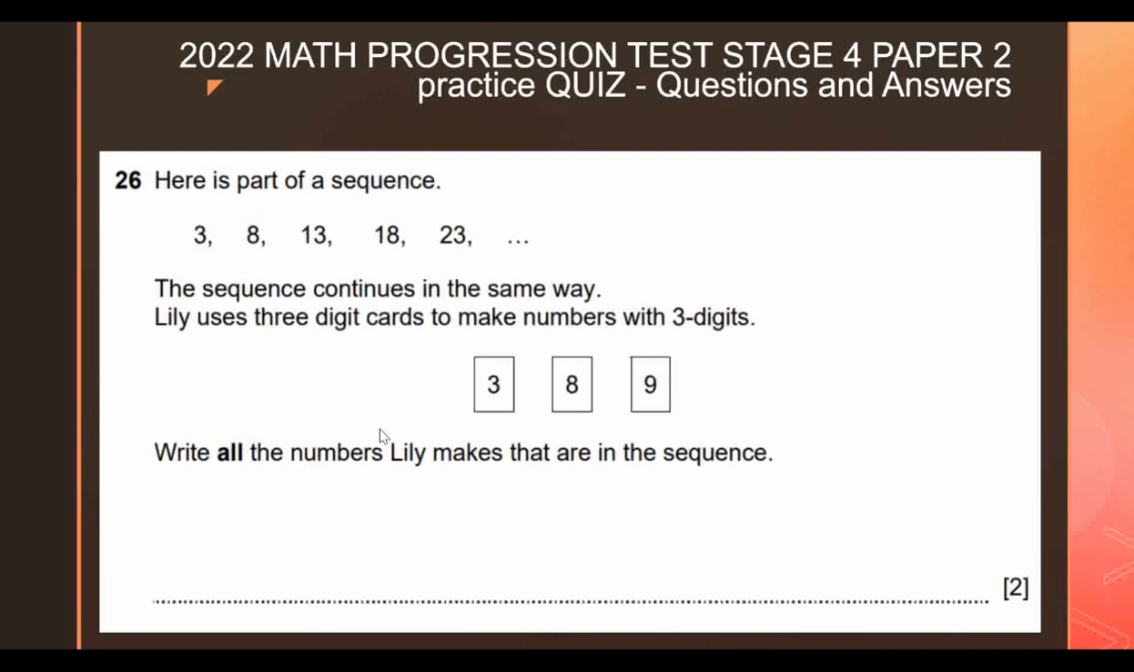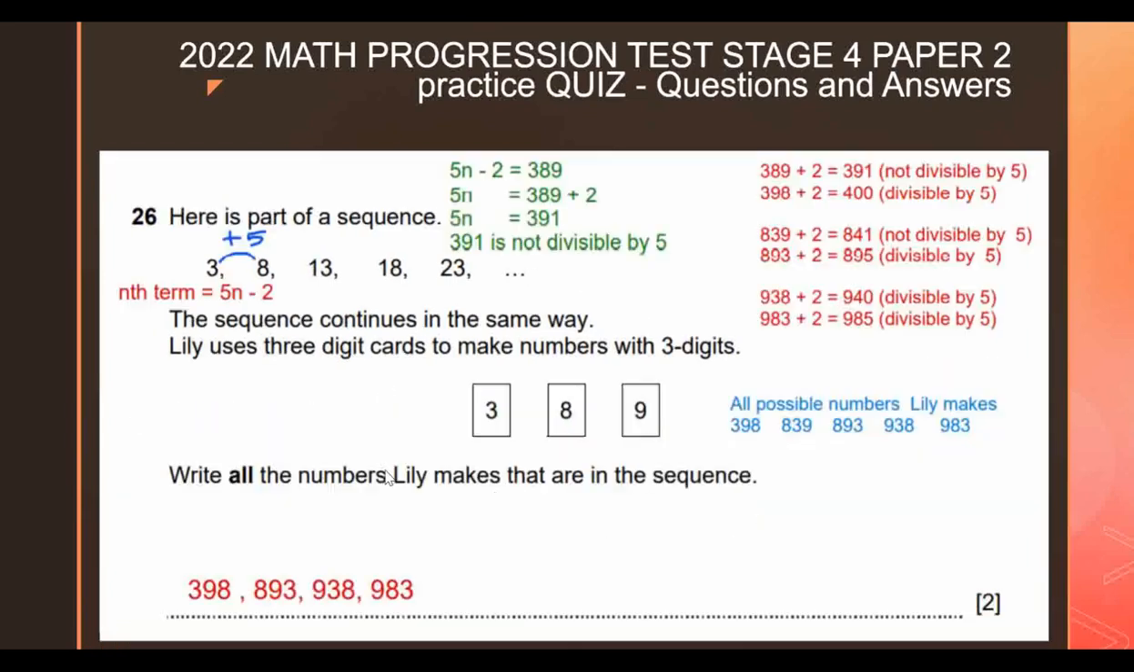If you have not finished, you may pause this video. So we see the explanation. The sequence is 3, 8, 13, 18, 23. So it's added by 5. So the pattern is 5n minus 2, because when n is 1, 5 times 1 is 5. To get 3, we have to subtract 2. So this is the rule for our pattern.